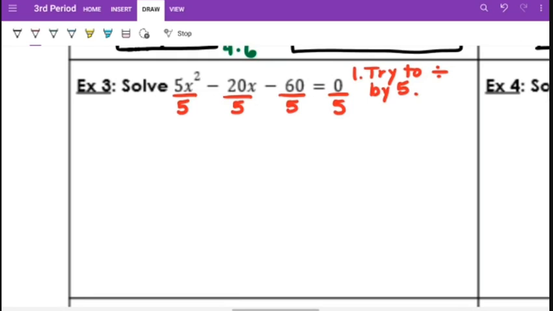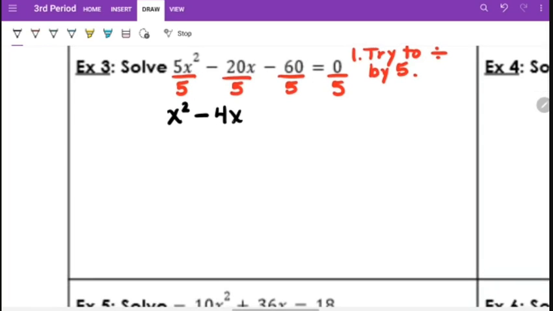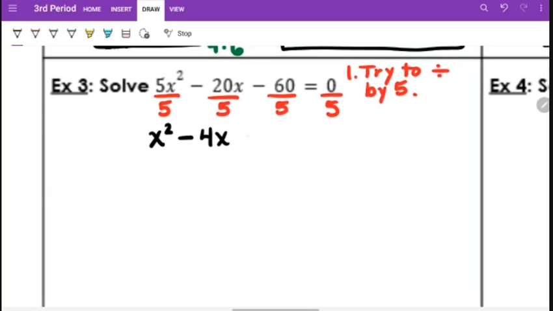Yeah. 5 divided by 5 is 1, so we would get 1x squared. Negative 20 divided by 5 is negative 4, so we get minus 4x. And negative 60 divided by 5 is negative 12. Then on the right-hand side, 0 divided by 5 is still just 0, so we don't have to worry about changing anything on the right. This is beautiful. We took this big complex problem with these large coefficients and large numbers, and we turned it into a simple standard form quadratic that we know how to factor very easily.